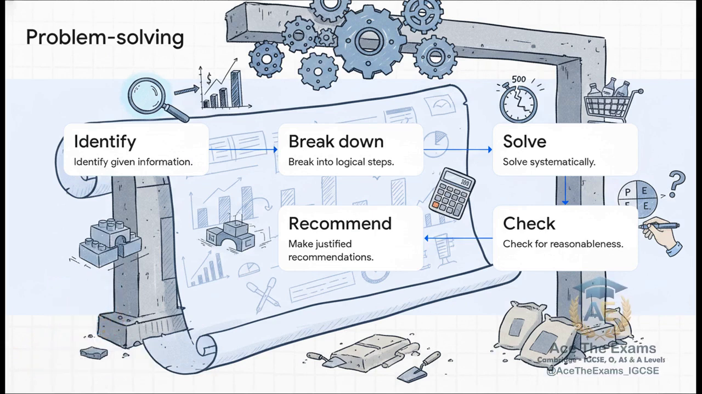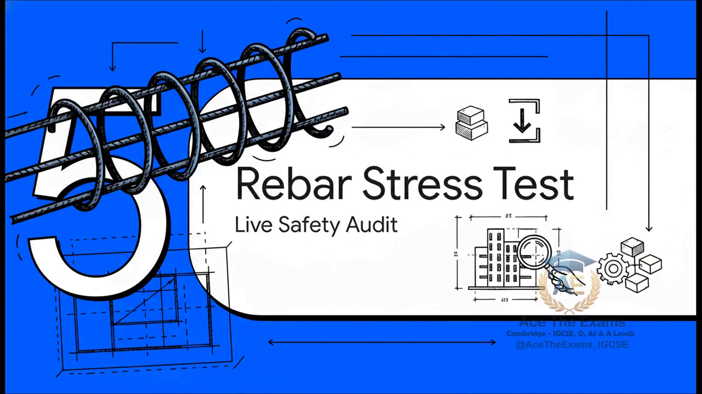Make your point, back it up with evidence from the ratios you just calculated, explain the direct impact on the business, and link it back to the specific context of the question. This 5-step process ensures your cement cures perfectly every single time you sit down to write. And now, we reach Phase 5, the rebar stress test.